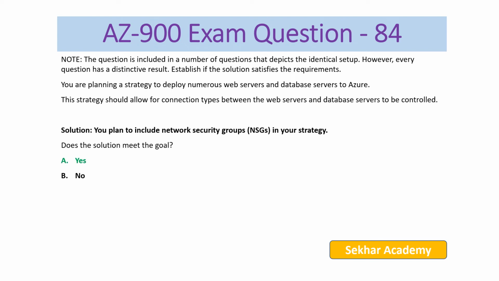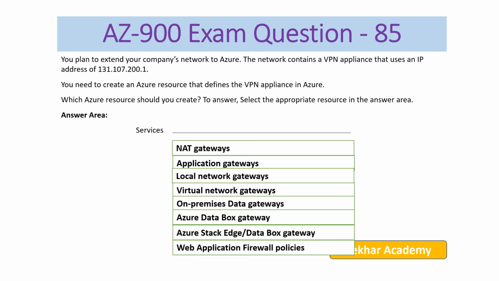So network security groups from Microsoft are an excellent option for protecting virtual networks. With the help of this tool, administrators can easily arrange, filter, direct, and limit various network traffic flows. You can set different inbound and outbound rules to allow or restrict specific types of traffic when establishing Azure network security groups. So this solution meets our goal. So the right answer is A, yes.